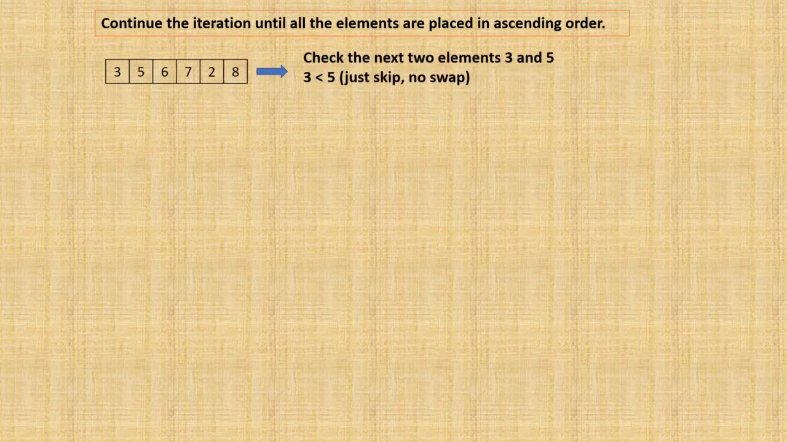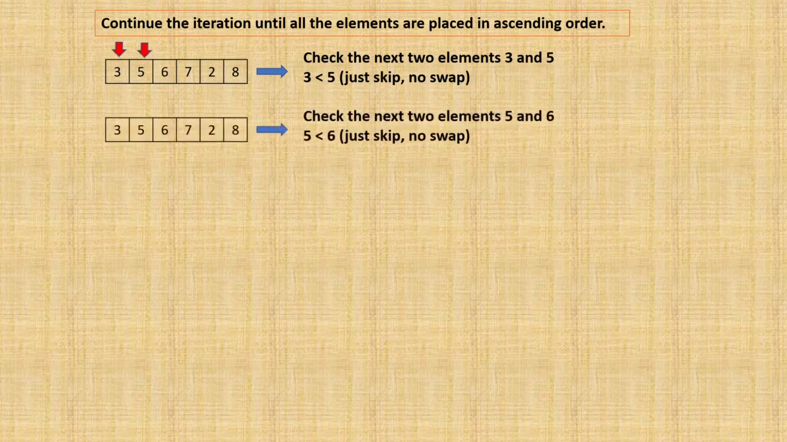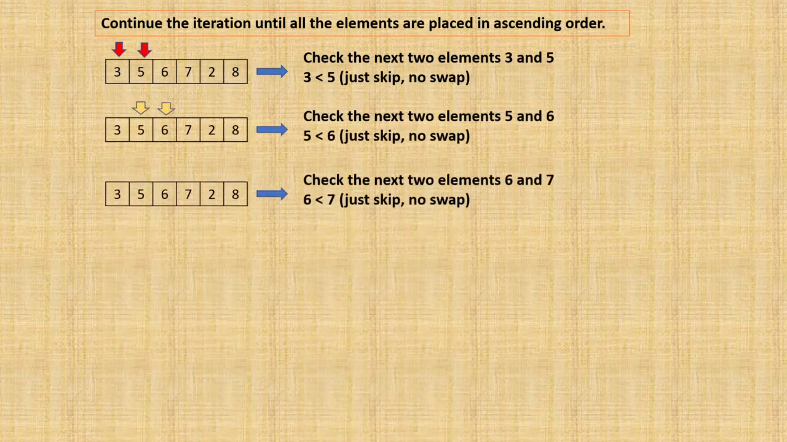Check the next two elements, 3 and 5. 3 is less than 5, so we need not apply the swap there. Just skip it. The next elements, 5 and 6, are also in the correct positions, so we need not swap. Next, 6 and 7 are in order, so we need not swap it.